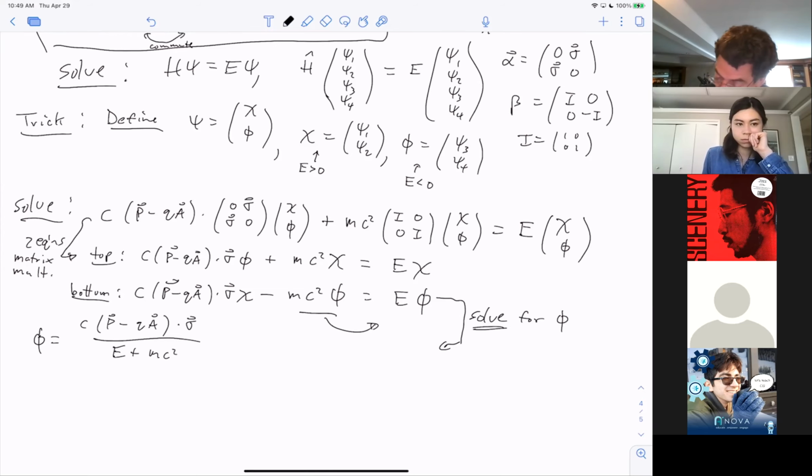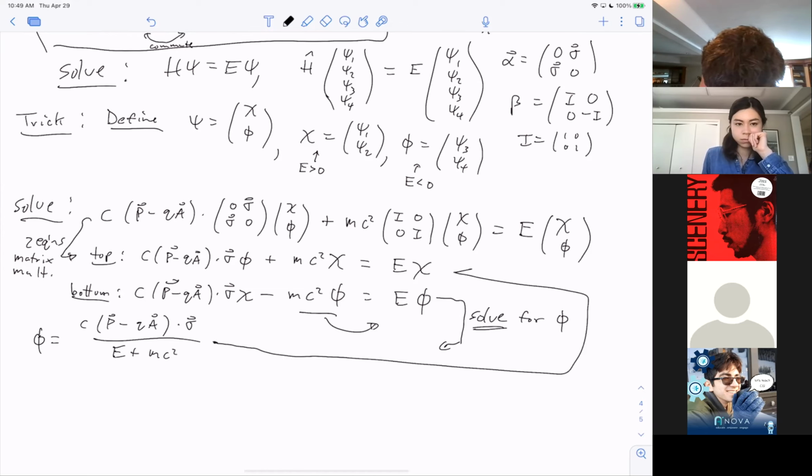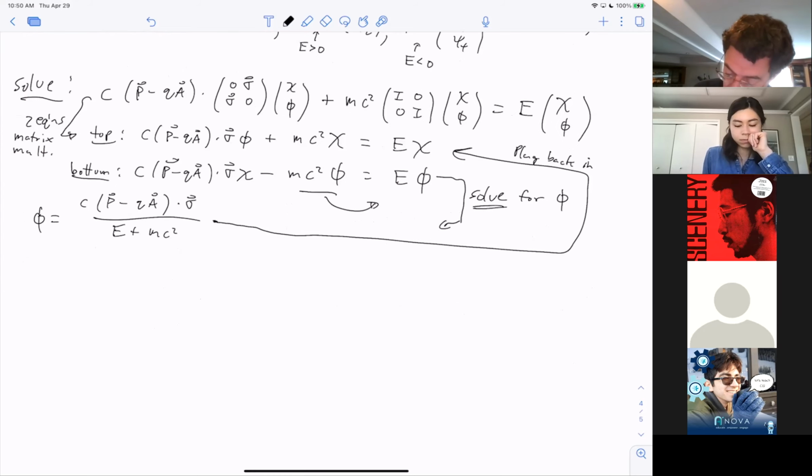And so now I'm going to do another trick, and I'm going to plug this back in to get rid of the phi. Now, why am I getting rid of the phi? Well, I don't want phi, because phi is the negative energy solutions, and for most non-relativistic processes, I don't need to deal with these negative energy solutions. They're all filled up and I don't need to worry about them. I'm not going to be creating positrons and all this. So for normal stuff in the lab, I don't need to worry about that. So let's just get rid of it. So let's take the phi and put it into that top equation. So now the top equation is only in terms of chi.